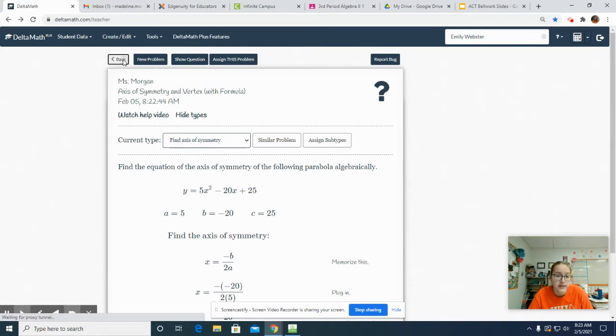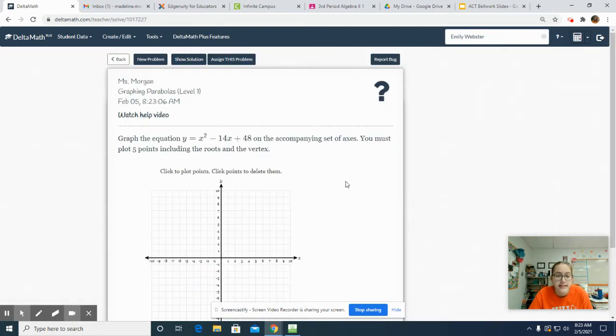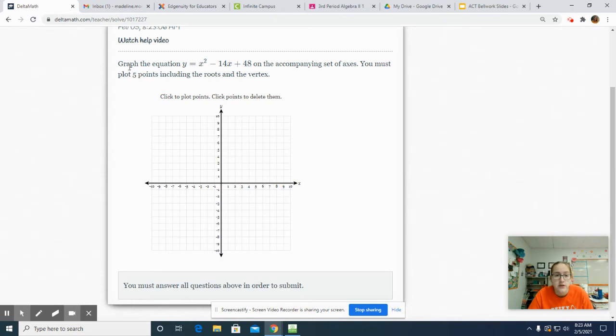So the first part is just practice getting you used to using that negative b over 2a formula and practice plugging stuff in because we're a little rusty at that. And then the second part is where we're actually graphing. So graph the equation on the accompanying set of axes. You must plot 5 points, including the roots and the vertex. That's why I brought up the term roots. So we're going to do this one. We're going to try doing it this way.